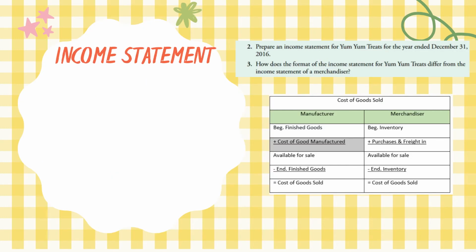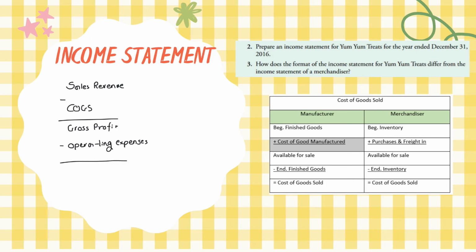Now, in the income statement, I'm gonna start with the sales revenue. From the sales revenue, we subtract cost of goods sold to get gross profit. From the gross profit, we subtract operating expenses to get operating income. So this is the most simplified income statement we can have.